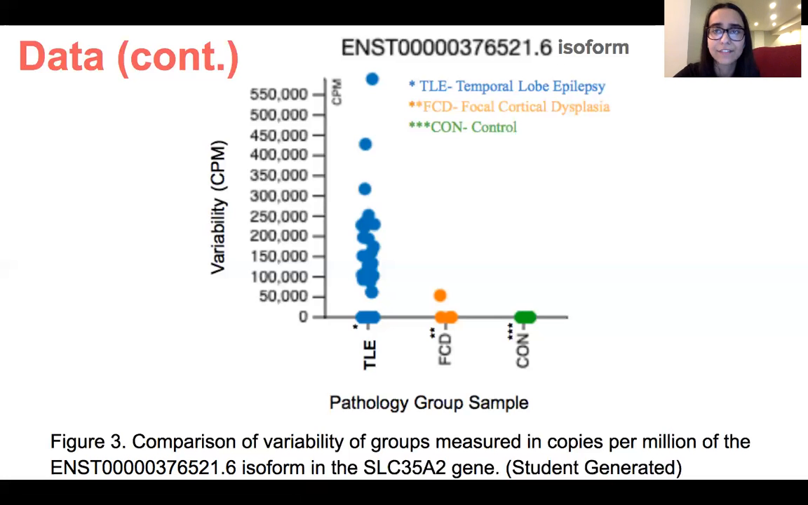This means that there's definitely a specific change in the transcriptome between temporal lobe epilepsy and focal cortical dysplasia patients, because visually you can definitely tell that the temporal lobe epilepsy patients had a higher variability in the specific isoform of our gene.